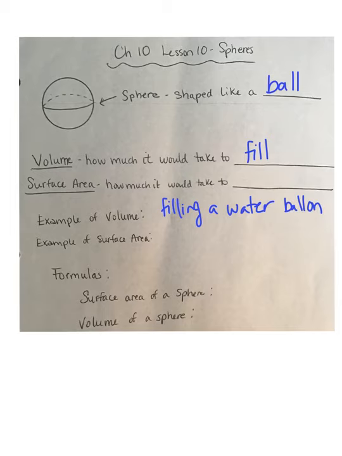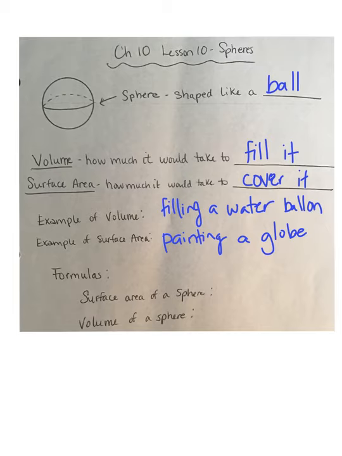The surface area is how much it would take to cover it. So if you're talking about the earth, how much would it take to cover it in water, grass, trees, things like that. Painting a globe or any kind of ball, that is surface area. If you give someone a basketball for their birthday and you want to wrap it, how much it takes to wrap it is the surface area.